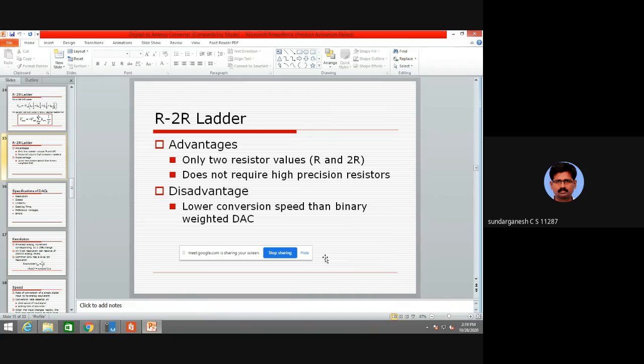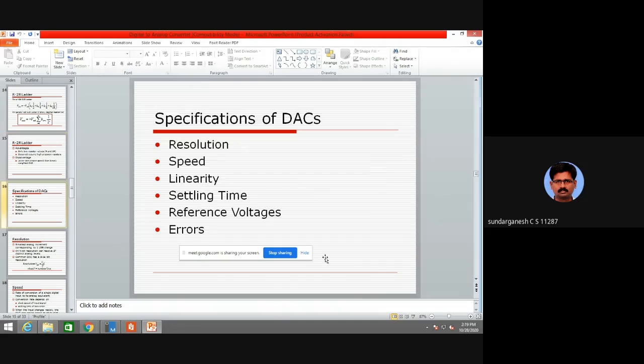So in the R-2R ladder network, the advantage is only two resistor values. There are more resistors, but only two resistor values are used. It does not require high precision resistors. Finally, the disadvantage is that the speed is very low.